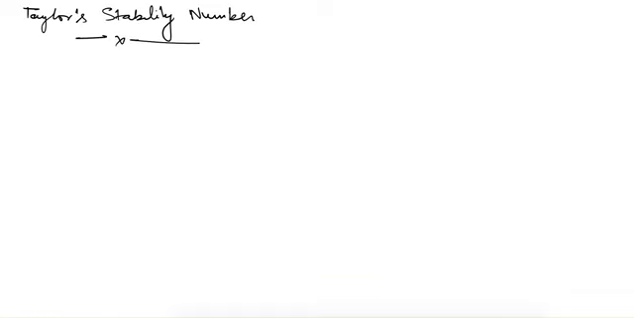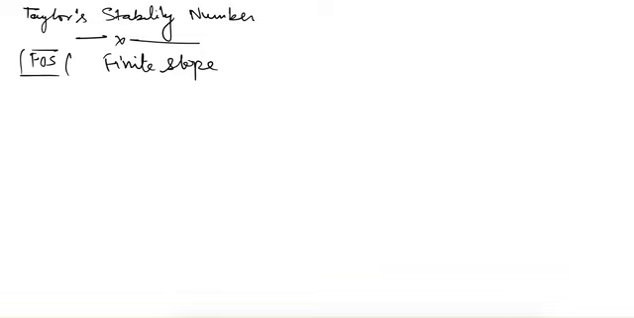This is the last topic that is remaining in this unit, that is Taylor's stability number. This is also used to find out the factor of safety in case of finite slope. But here we use this stability number. So what is this stability number?